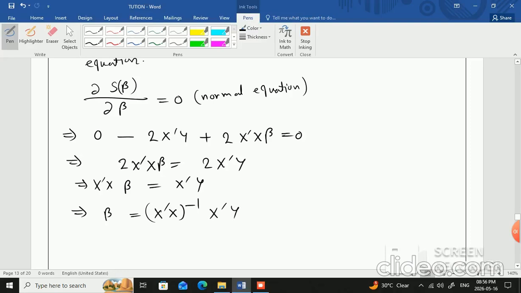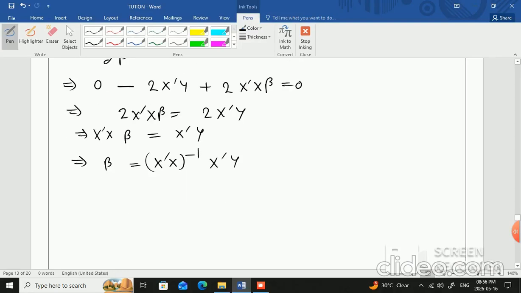This is known as the parametric value, the estimated value of beta. This is the fitted value, that is y hat equal to x beta hat. The estimated value of y is y hat equal to x beta hat, where beta hat equal to x dash x inverse x dash y.